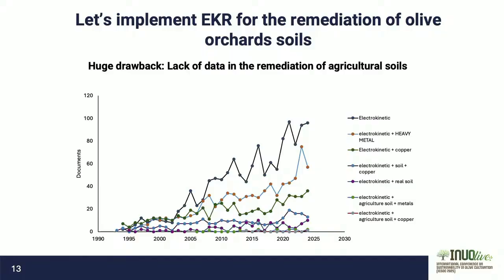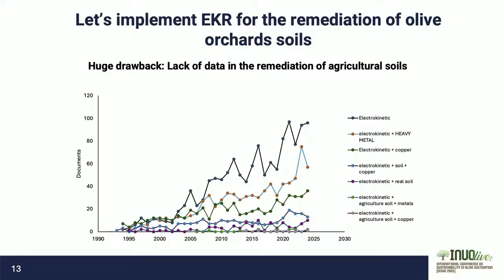However, we have a huge drawback, because at the beginning we were like, okay, let's just implement them. However, we didn't have enough data in the literature. Most of the literature was focused on industrial soils or mining soils. We didn't find anything on agricultural soils. And this is important because, for example, in industrial soils, you are not really worried about what's going to happen with the soil afterwards, after the remediation. In agricultural soils, you need to consider that because that might affect the microbial activity, and the soil fertility can also be affected.